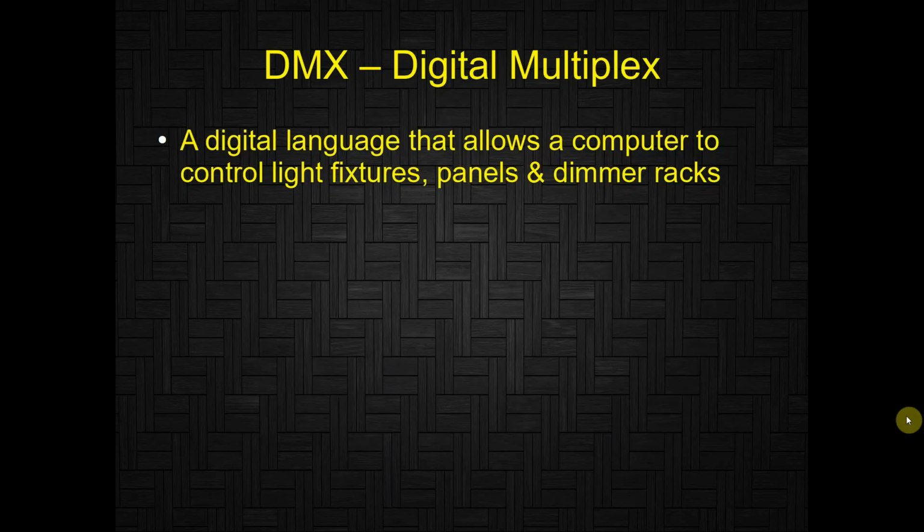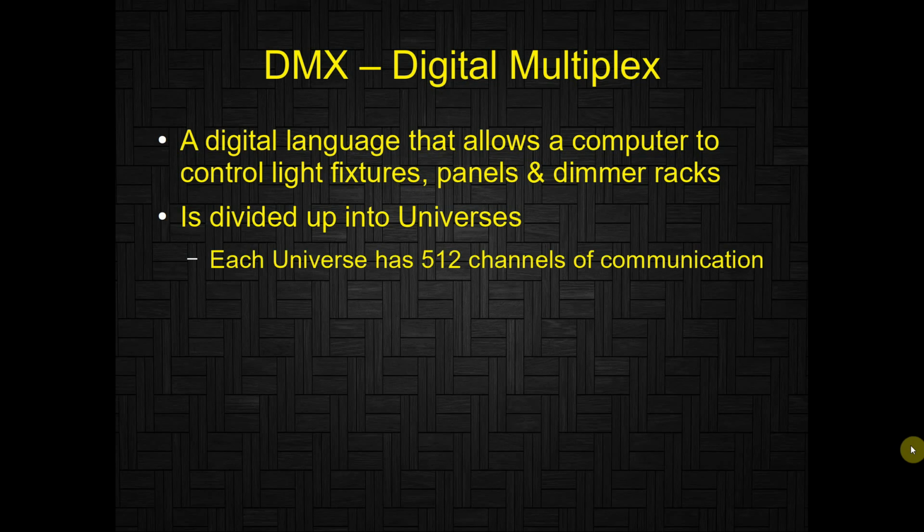To understand a little bit about this DMX language, it's digital multiplex, and it allows the computer to control light fixtures, panels, and dimmer racks. When we talk about DMX, you'll often hear the term universes. One universe of DMX is 512 channels. So in other words, one universe of DMX being sent out can control 512 different channels of information. Now, if you remember, that one intelligent light used up like 16 channels.